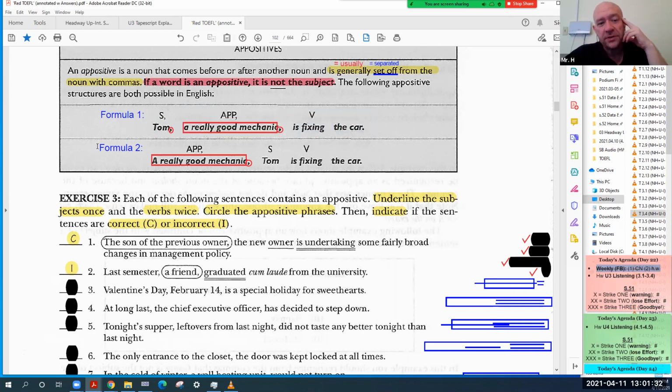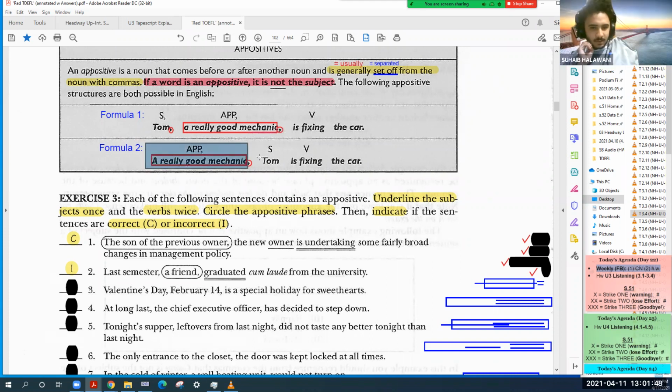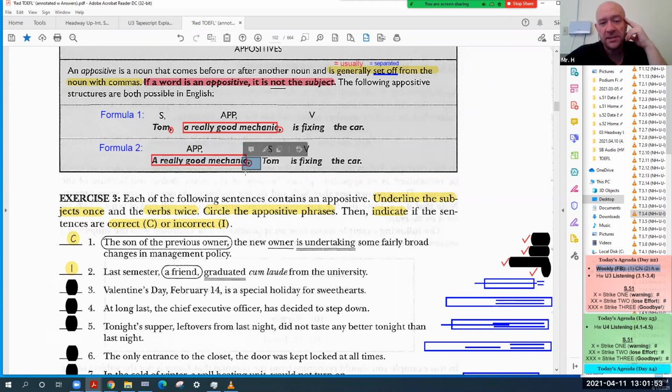Now let's look at Formula 2. Suhaib. Formula 2. "A really good mechanic" is the appositive, and the subject is Tom. Then the verb is "fixing the car." Important thing to remember, guys: the comma. If it's Formula 1, we have 2 commas. In this formula, we have just 1 comma. Do you understand? Okay.